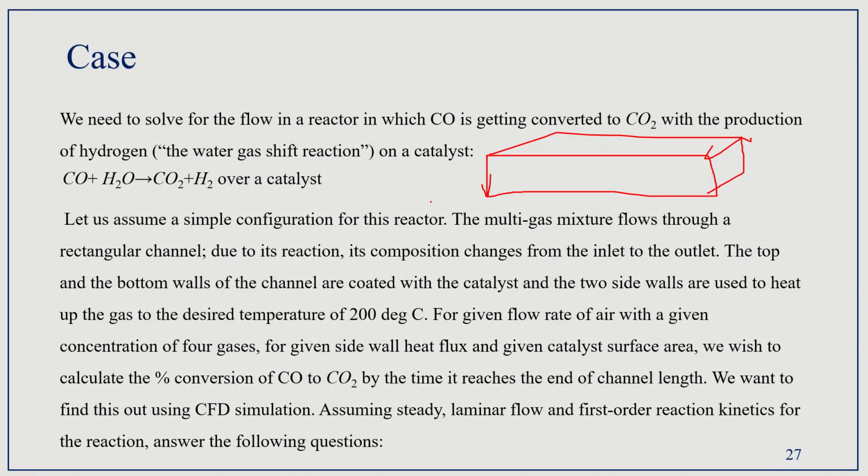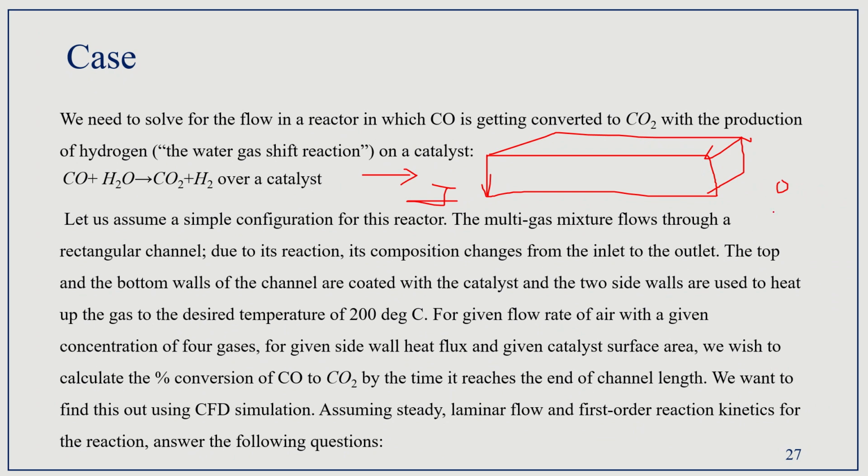So here we are using a simple configuration for this reactor. A multi-gas mixture, that is, carbon monoxide along with something else, plus water, is passed through a rectangular channel, and due to the reaction its composition changes from the inlet to the outlet. So let us keep this inlet and this outlet. This multi-gas mixture is flowing from here to there, and because of the reaction it is changing its composition from inlet to outlet.